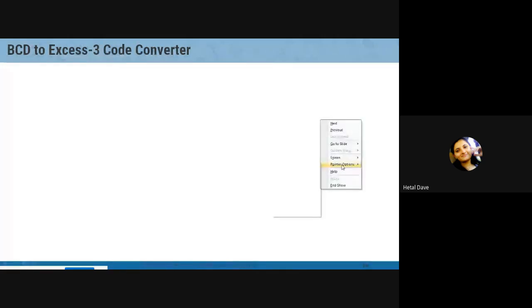So first of all, consider the maximum number in BCD. Can anyone tell me which is the maximum number in BCD? 9. So 1, 0, 0, 1. Right now we are deciding how many outputs should be required. It would be decided either by the title or we need to consider the maximum number. In BCD, the maximum number is 9.